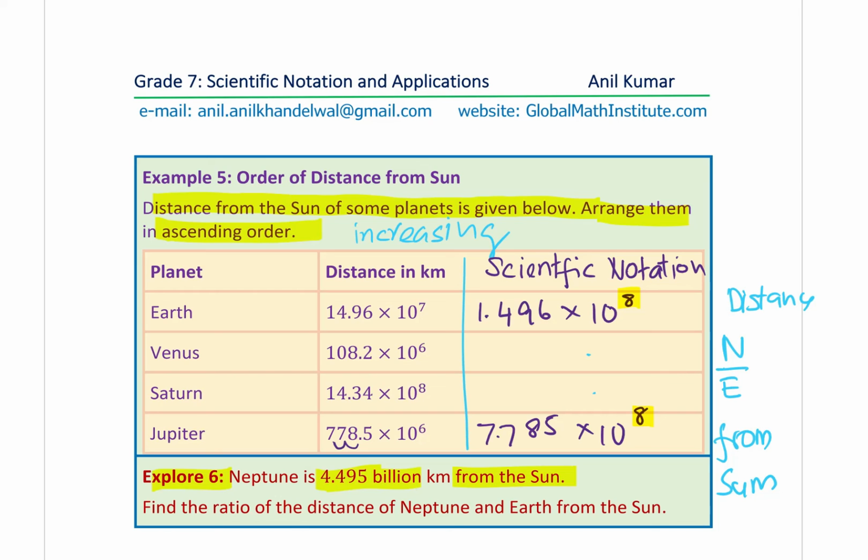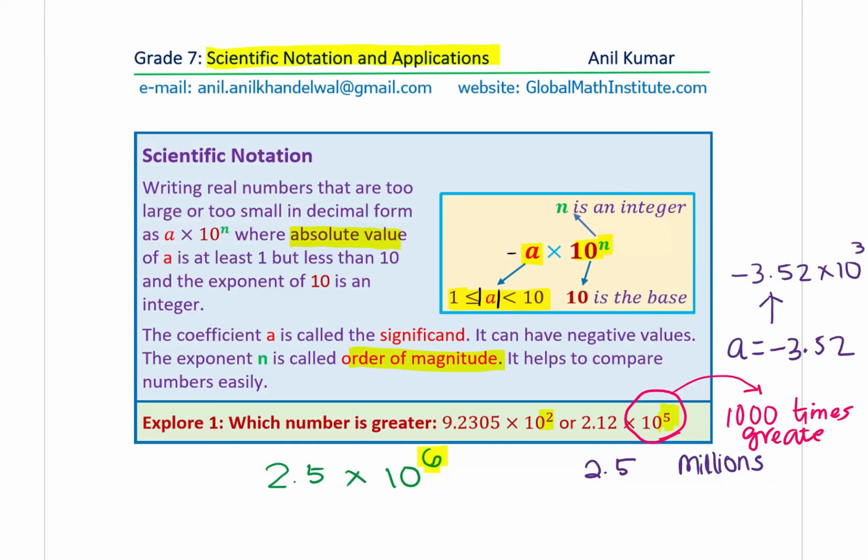So I hope you have understood the concept. With that, we come to an end of this particular exercise. As you have seen in the last example, it is beneficial to write all those numbers in the form of scientific notation, since the value of n, which is the order of the magnitude, can help you answer all such questions. So I hope everything is clear to you.